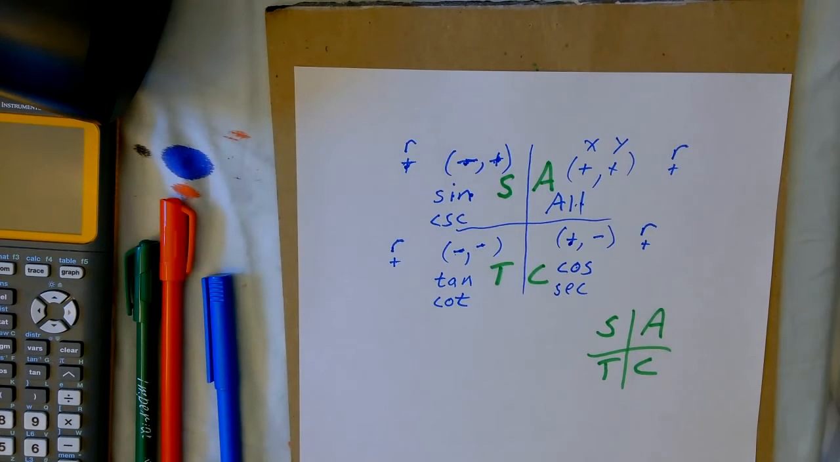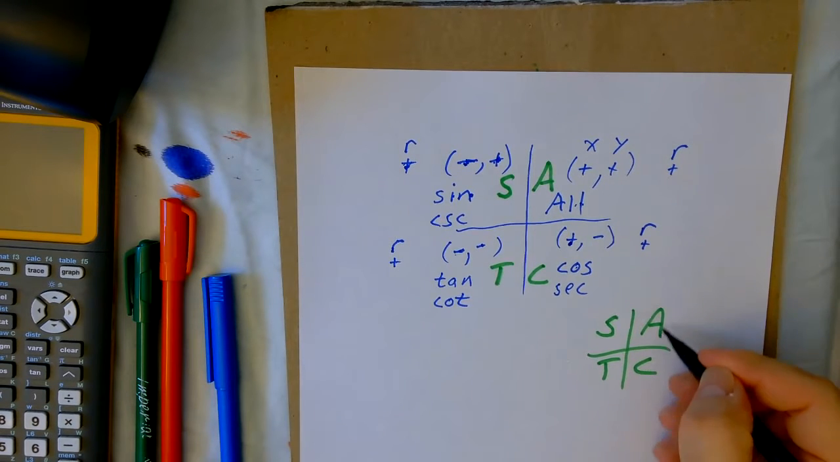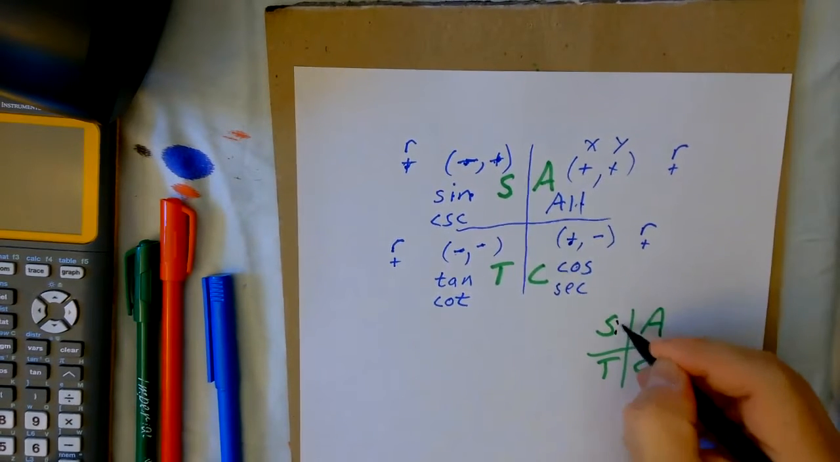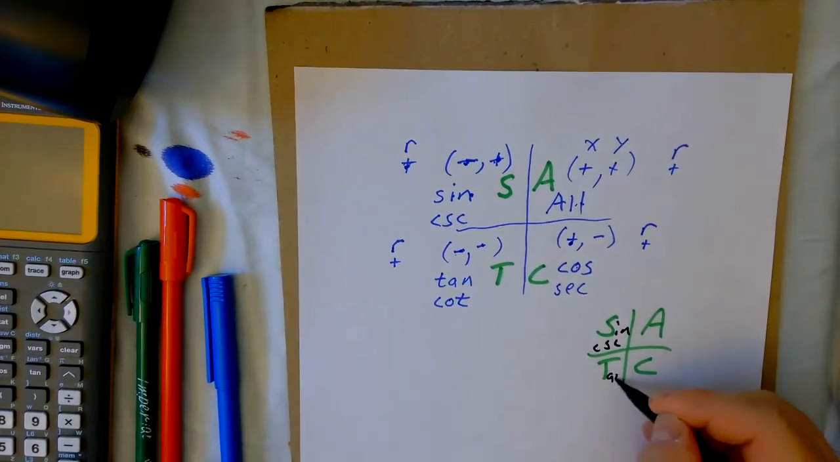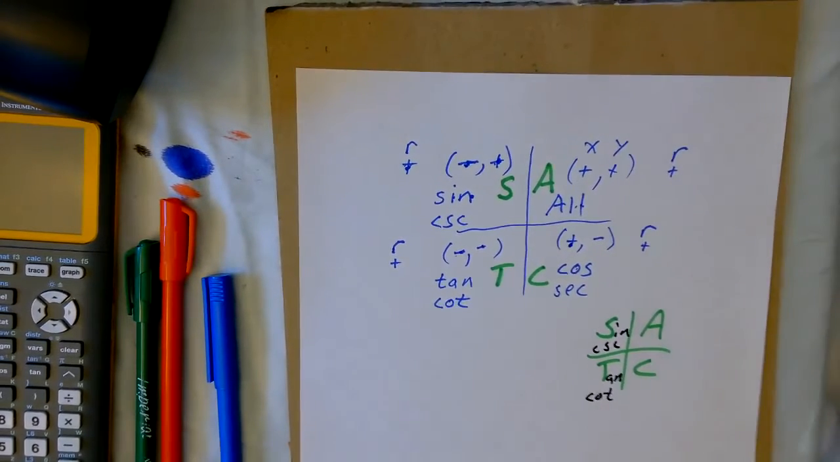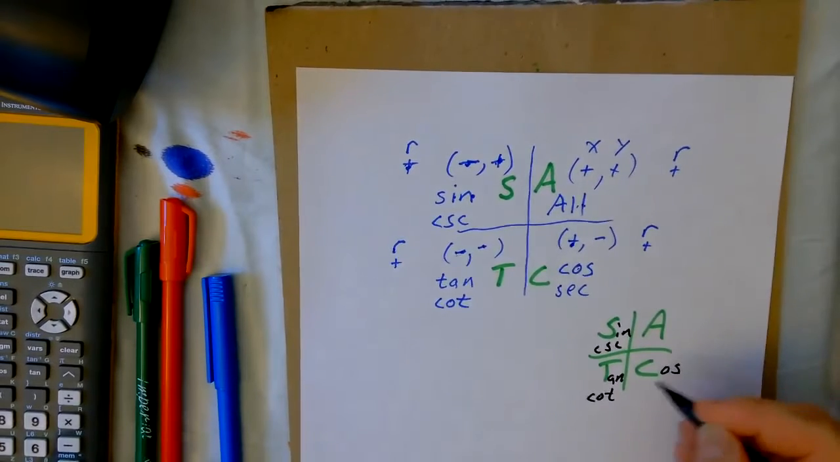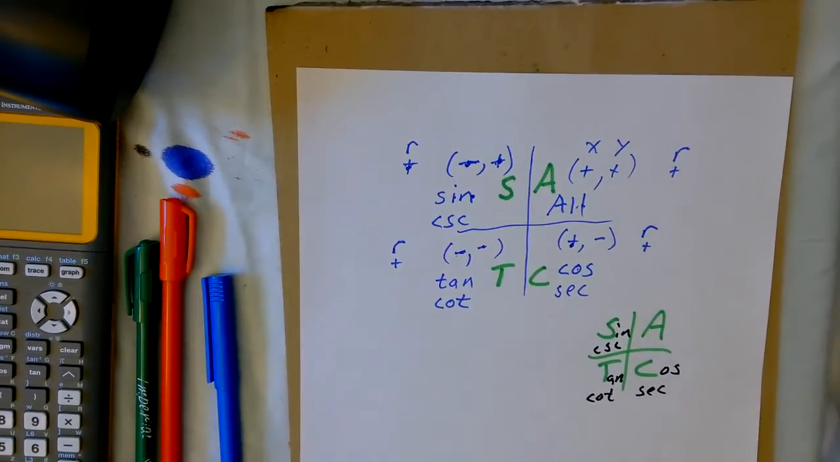So if you can remember that all studs take calculus, then you can remember who's positive in which quadrants. And remember, you also get the reciprocals. So everybody, they're all positive in the first. Sine, which means its reciprocal cosecant's positive in the second. Tangent, and its reciprocal cotangent are positive in the third. And cosine, and its reciprocal secant are positive in the fourth.